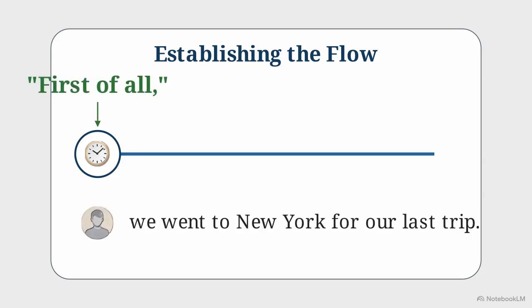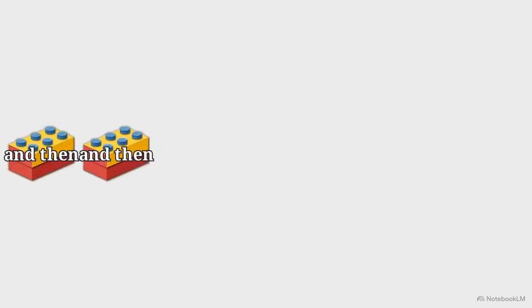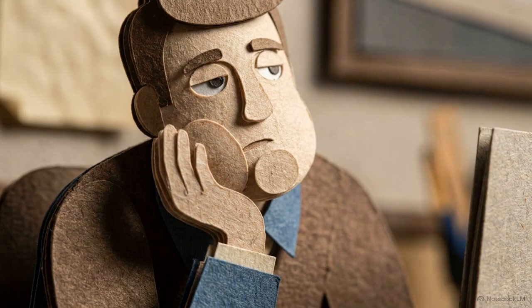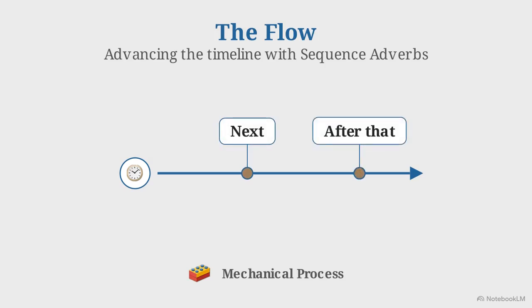At this point, many English learners fall into a trap. They string the rest of their sentences together by repeating "and then, and then, and then." This sounds repetitive and breaks the rhythm. Instead, use professional alternatives to advance the timeline. Words like "next" or "after that."